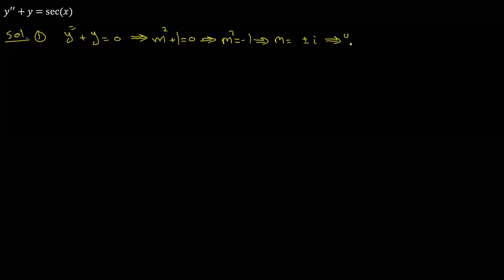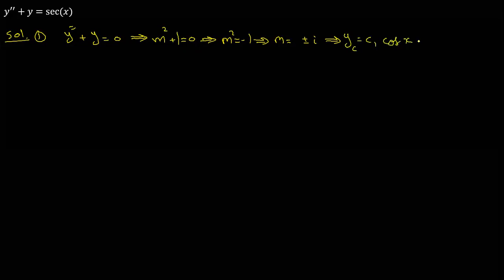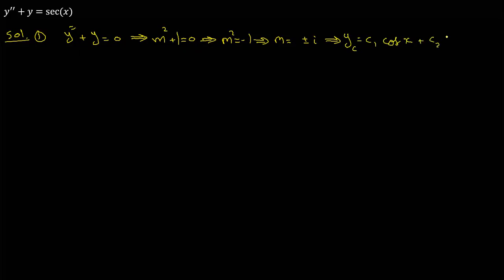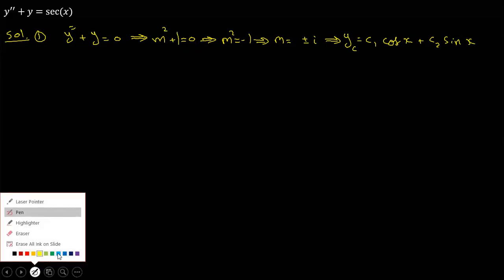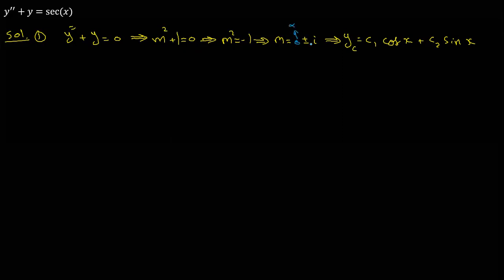Yes, cosine, so the complementary, you are right, C1. Great. Sine x cosine x, excellent, plus C2 sine x. Great, excellent. Yes, thank you very much, Ahmed. So notice, all of you, that Ahmed guessed that my alpha here is 0 and my beta is 1.